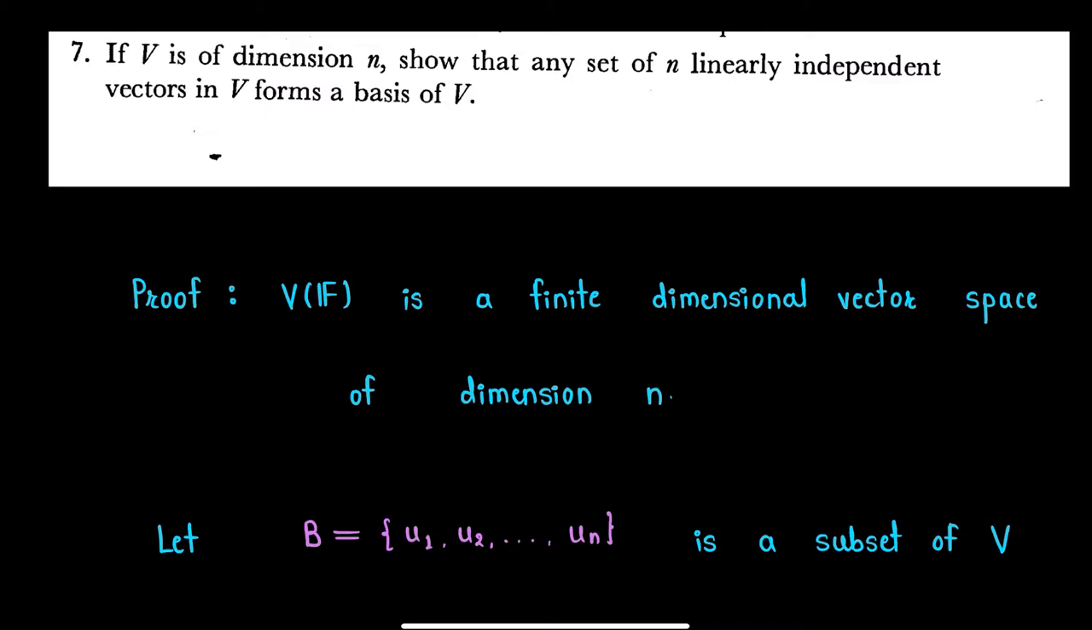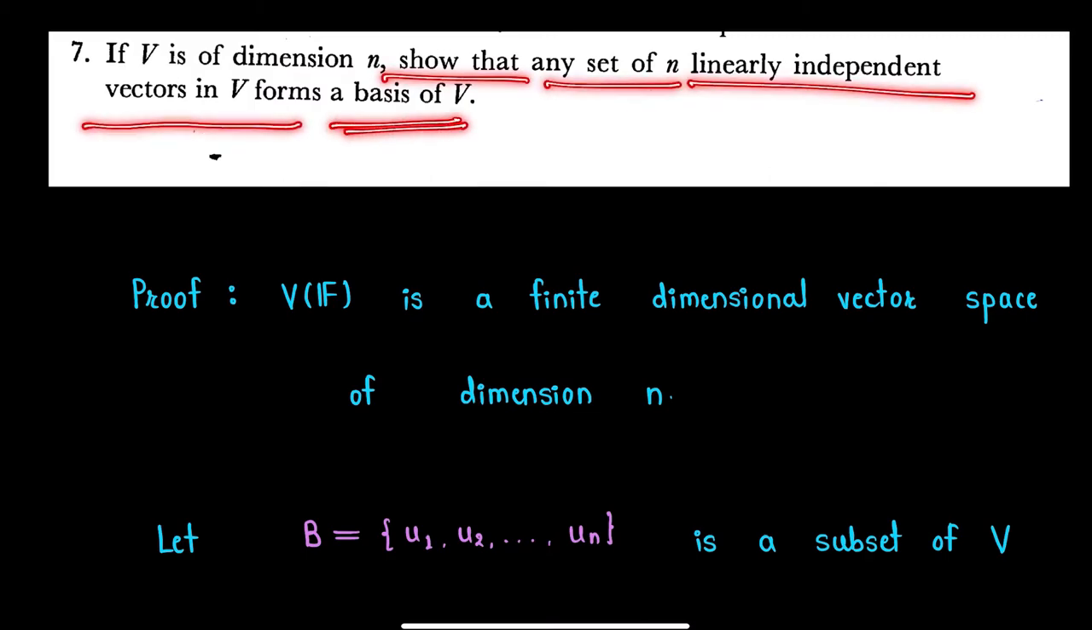In this video, I am going to solve an exercise question from the book Topics in Algebra, from chapter 4, Vector Spaces and Modules. The question is: if V is of dimension n, show that any set of n linearly independent vectors in V forms a basis of V.